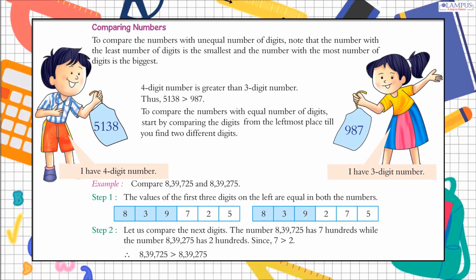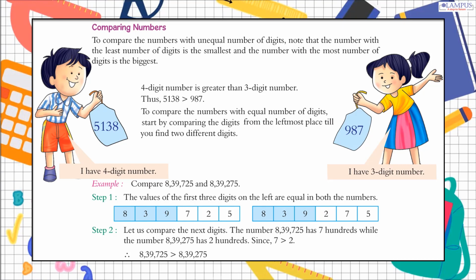Comparing numbers. To compare the numbers with unequal number of digits, note that the number with the least number of digits is the smallest and the number with the most number of digits is the biggest. I have 4-digit number 5,138. I have 3-digit number 987. 4-digit number is greater than 3-digit number. Thus, 5,138 is greater than 987.